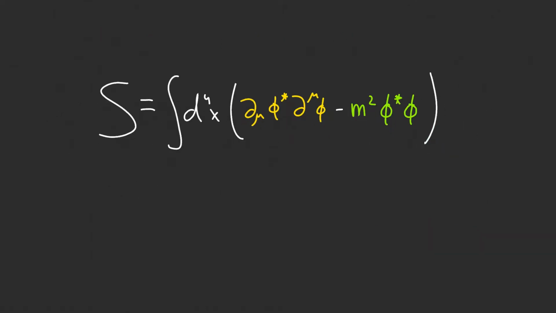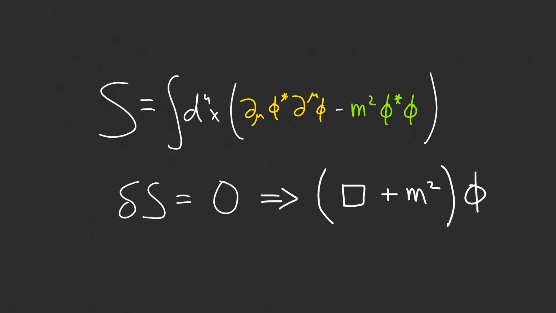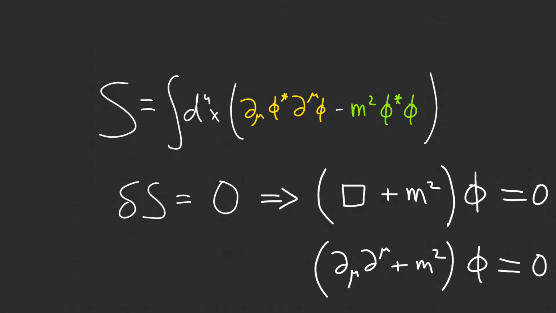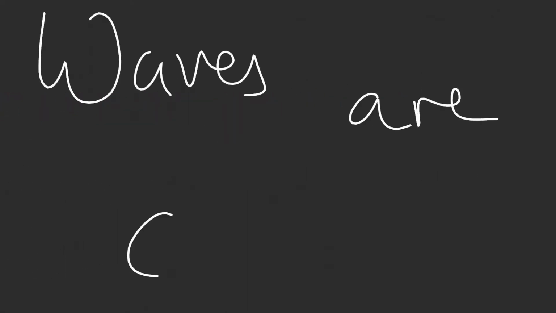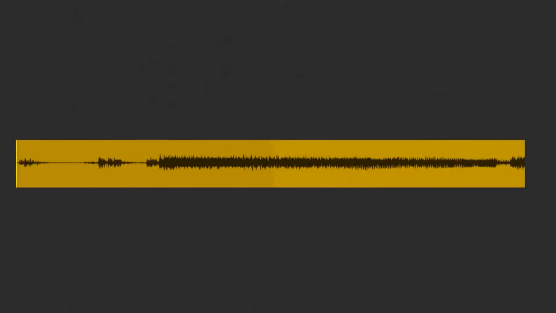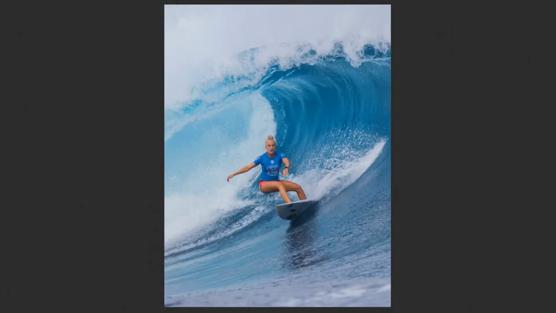So we have the action and we know that it should not vary, so this, which means this, should be 0. And yes, you saw it, that's a wave equation. And that's cool because waves are cool. Look, that's a wave. That's a wave, and let's say it's true most of the time.